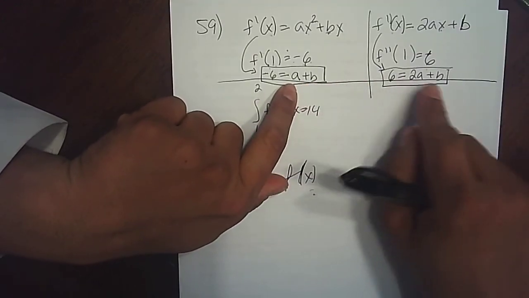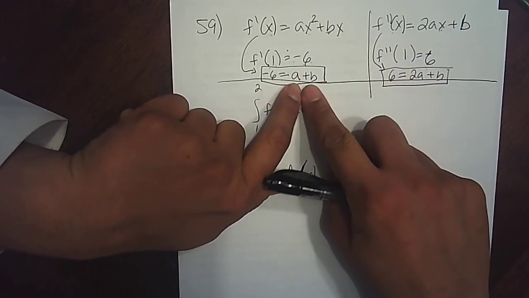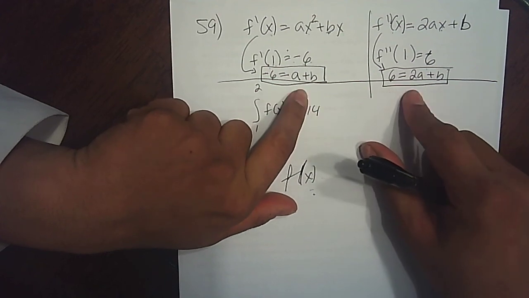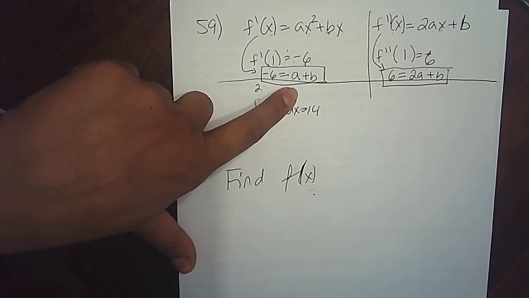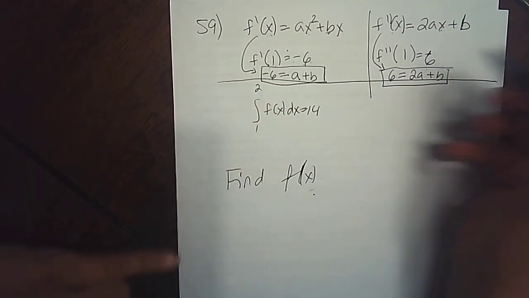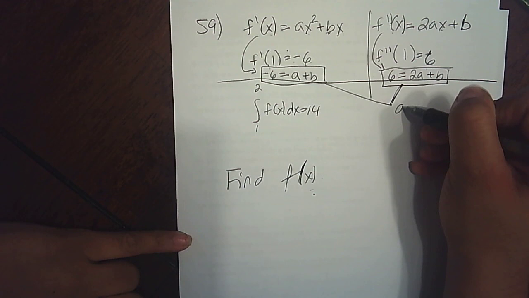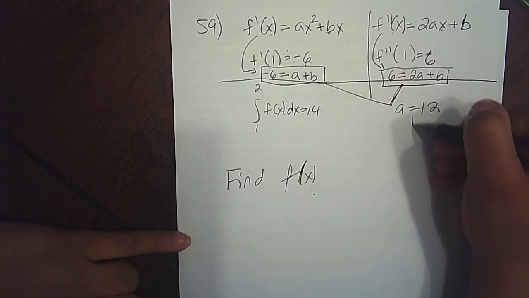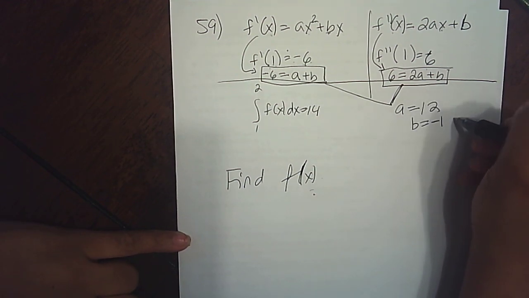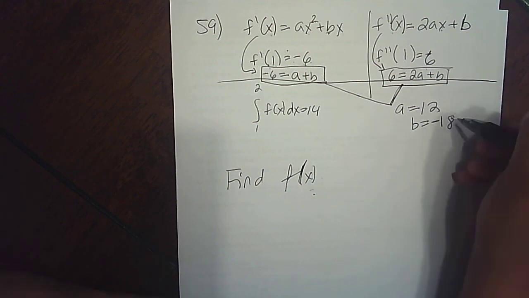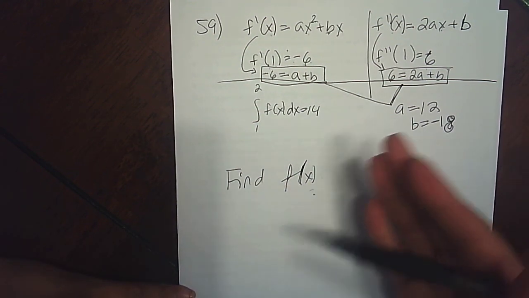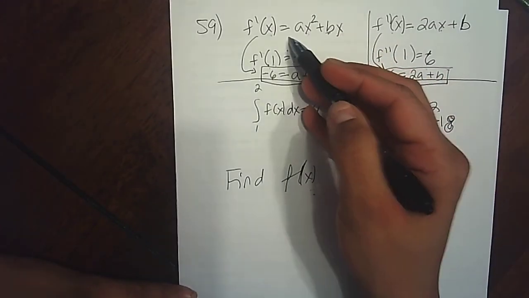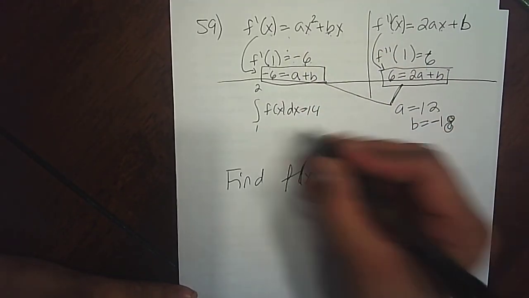Pause the video and do a system of equations using these two. When you're done, you should get a is 12 and b is negative 18. That's what you should get. Okay, so let me write down what my final f prime of x is using the a's and b's I just obtained.